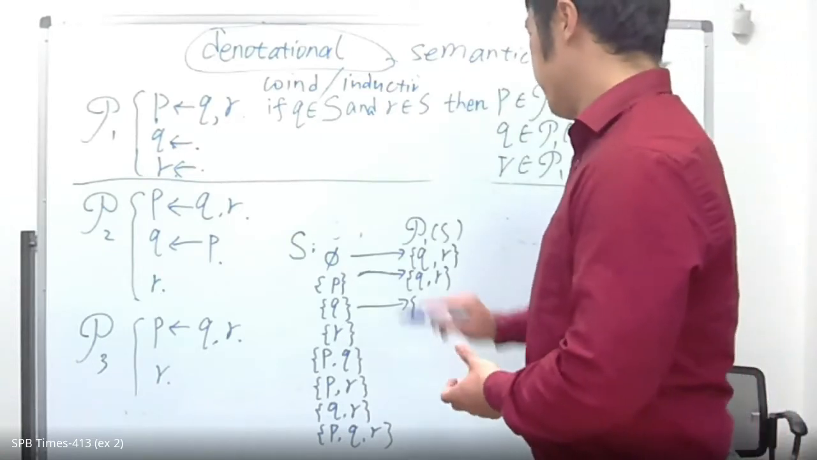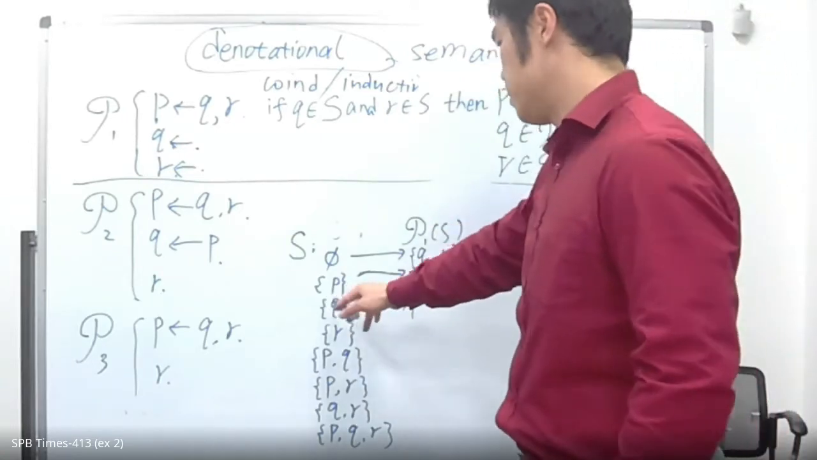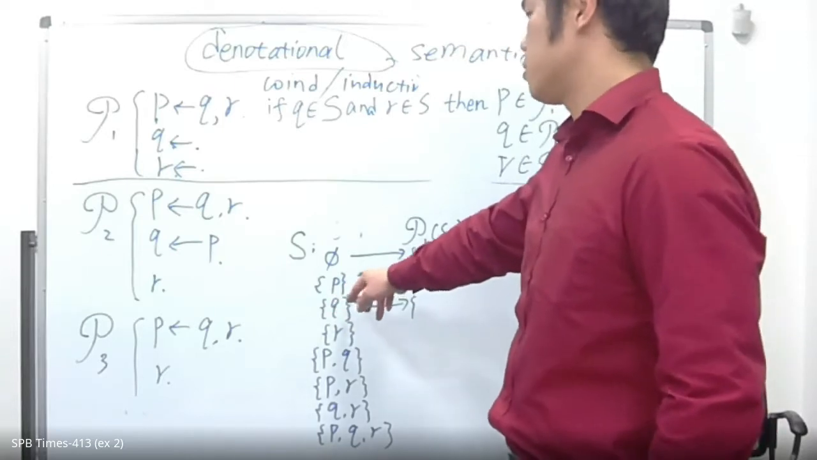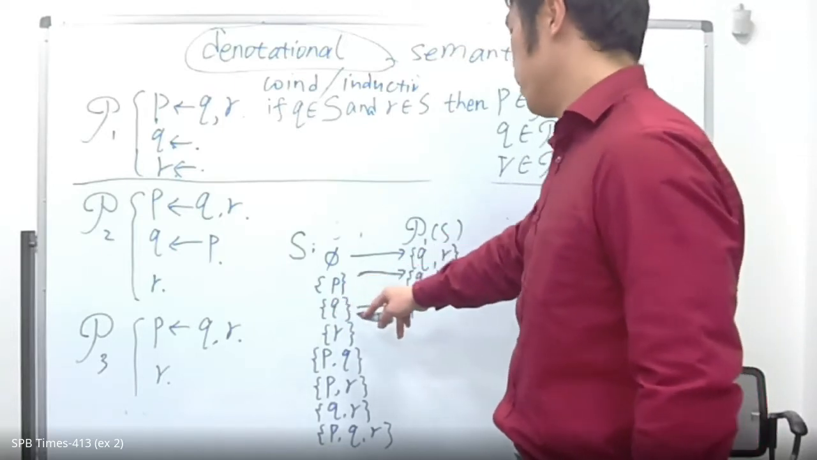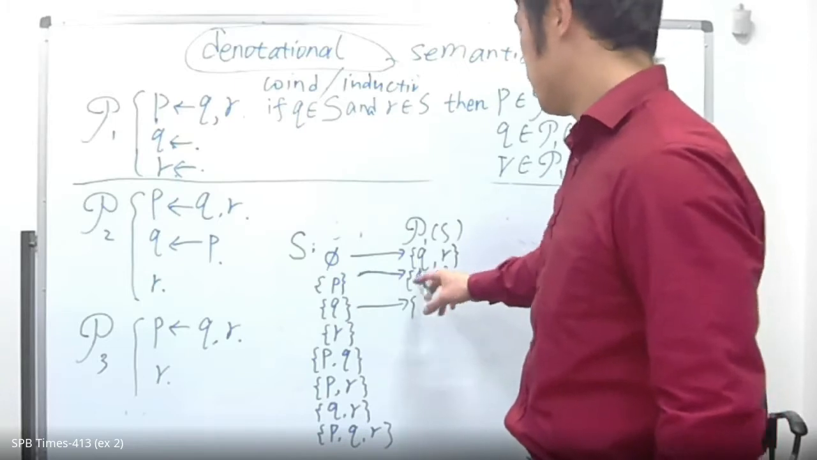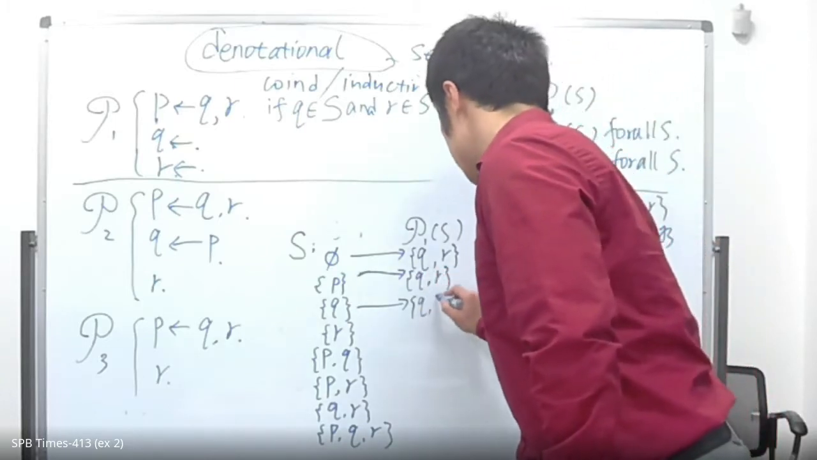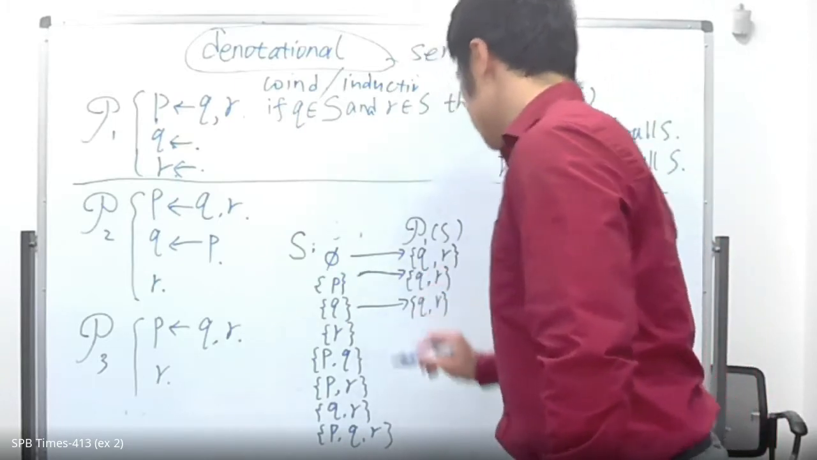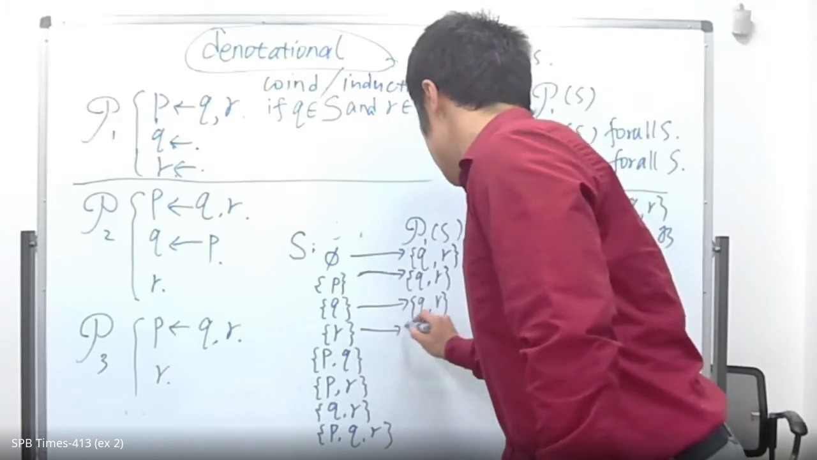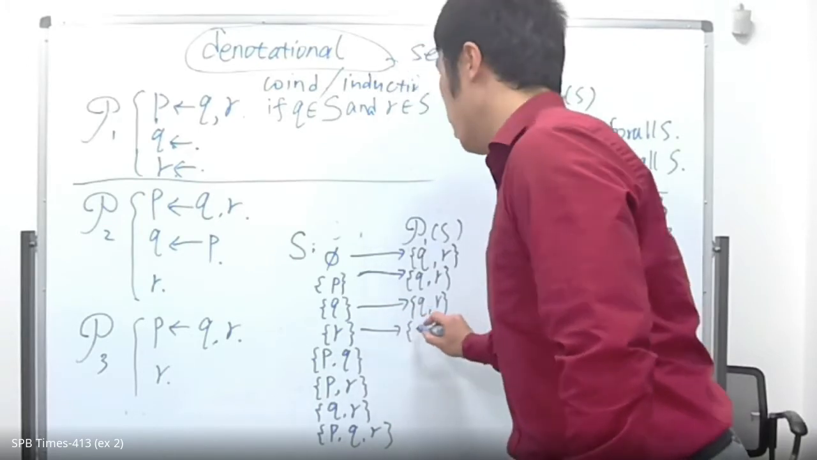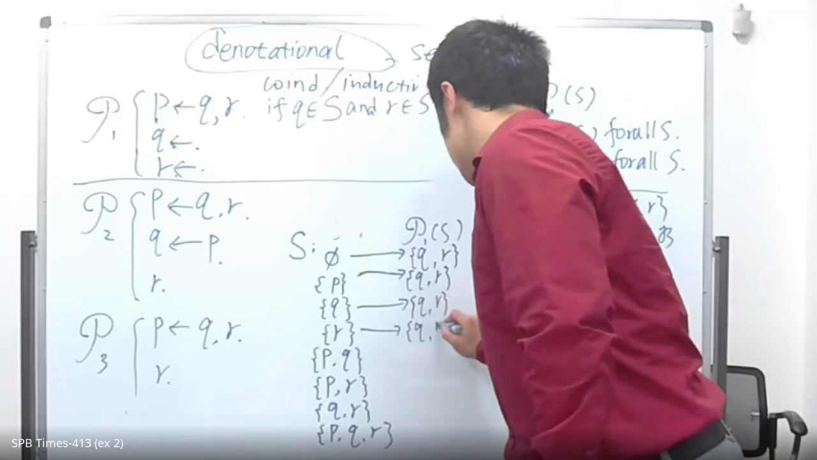And apply P1 to the set that contains Q, because R is not here. P is not in the result, but Q and R are here always.